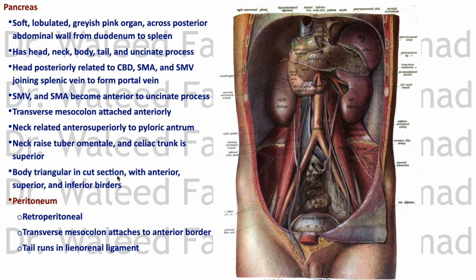The pancreas is a retroperitoneal structure, not intraperitoneal, and the transverse mesocolon attaches to its anterior border, and the tail runs in the splenorenal ligament, which is derived from peritoneum. So these are the peritoneal relations of the pancreas, if we want to talk about them.